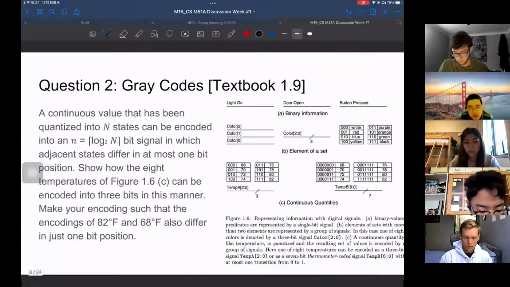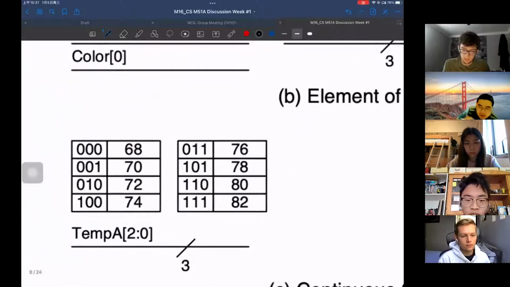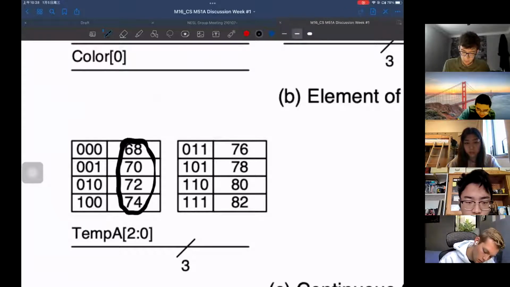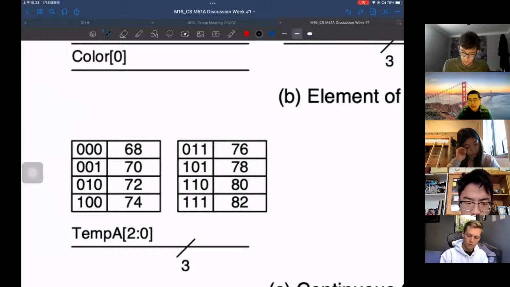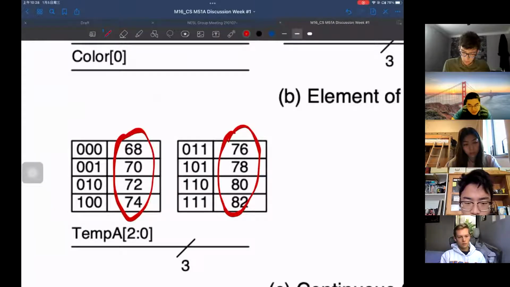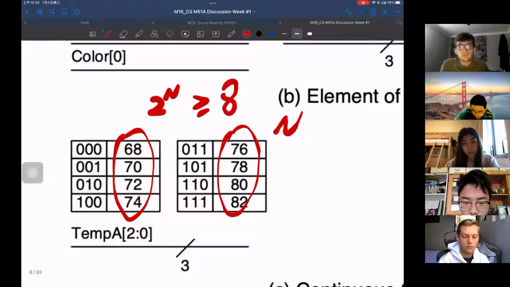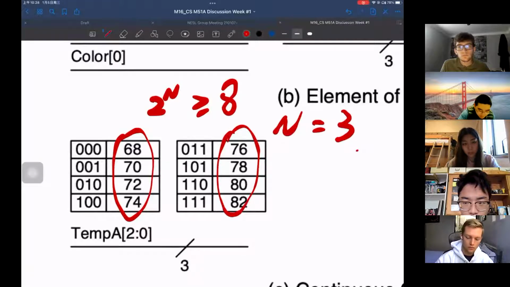So this is something called a Gray code. Wow, this is again a very long description of the problem. But I will just try to explain the question verbally. We have these room temperatures in Fahrenheit, I guess, in increments of 2 degrees. Like I said before, we have 8 different temperatures. How many bits are required, minimum, to represent it? Remember 2 to the n greater than or equal to 8, right? So the minimum n should be 3, if you agree with me. So 3 bits is enough.